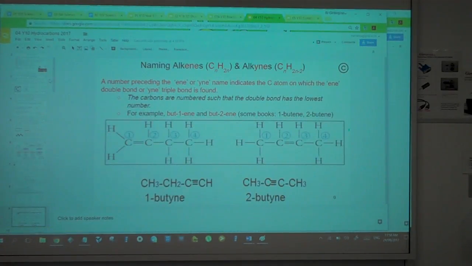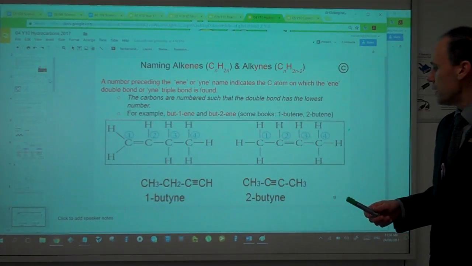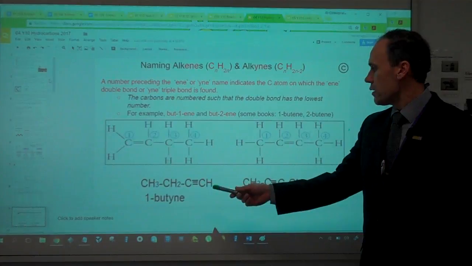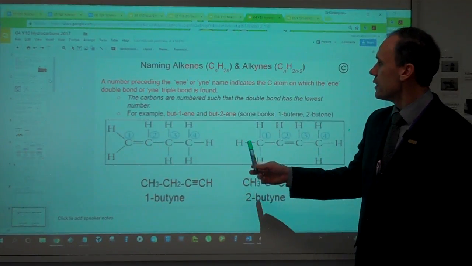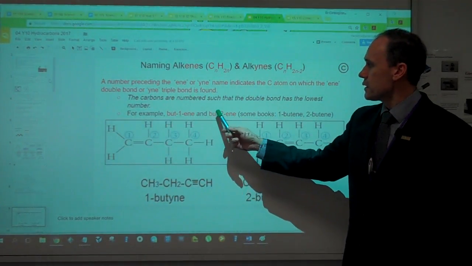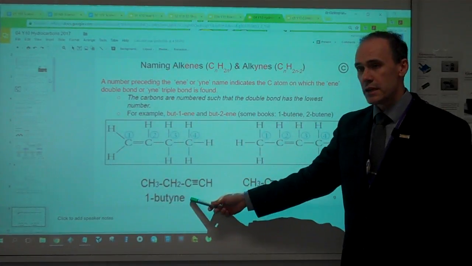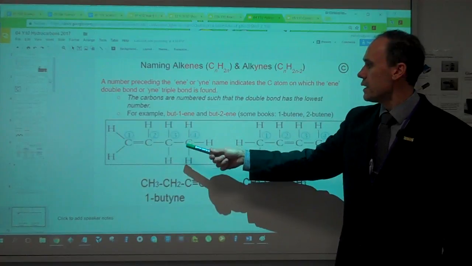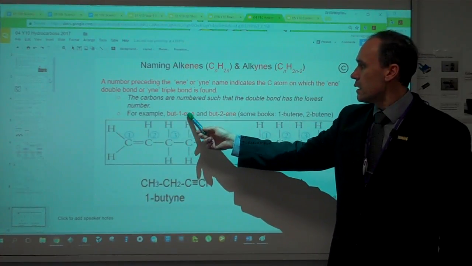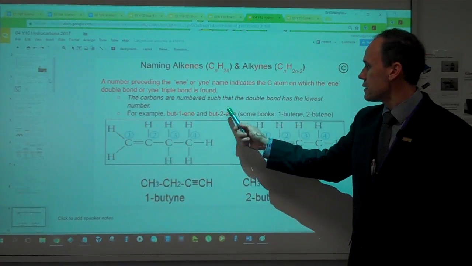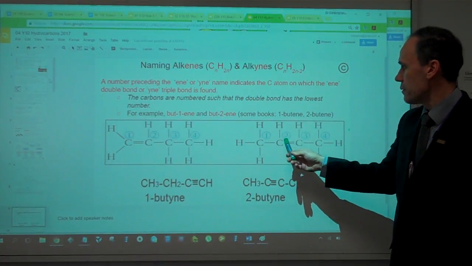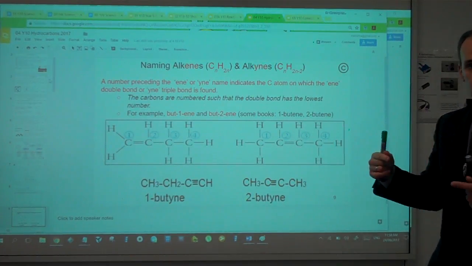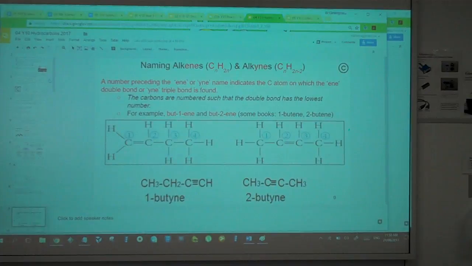That's the answers. That is naming, which we just talked about. So, but-1-yne. This is the convention we're going to follow. Some textbooks do it differently, but we're going to follow this convention. But-1-ene has the double bond on the first carbon. But-2-ene has the double bond on the second carbon. And you can come from either direction, left to right or right to left.